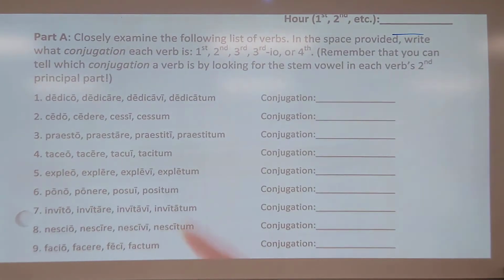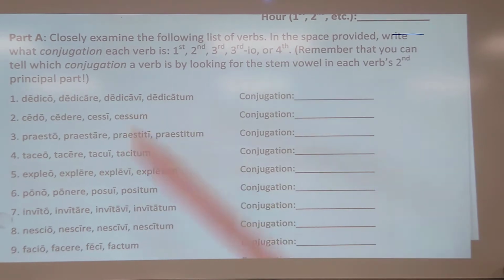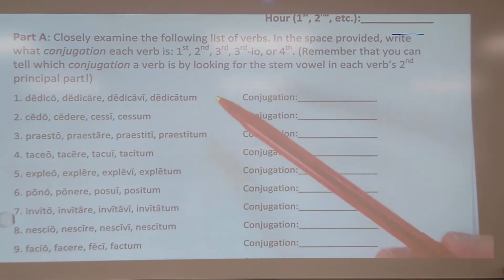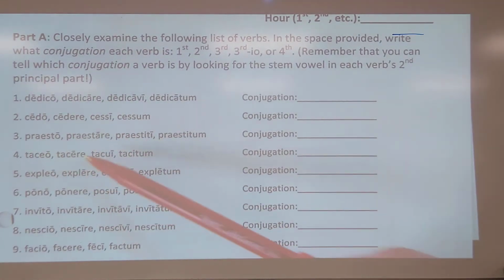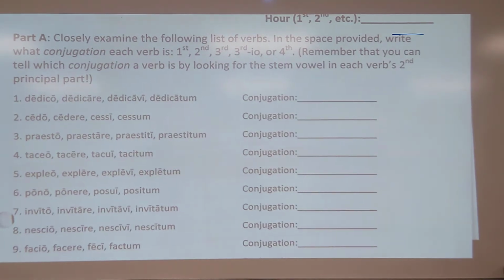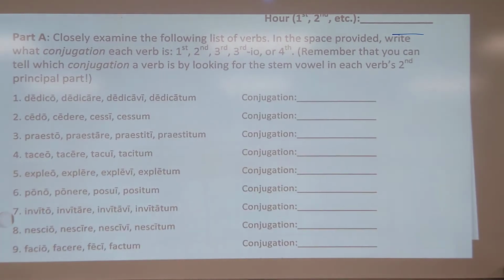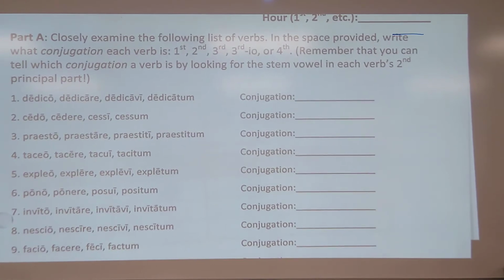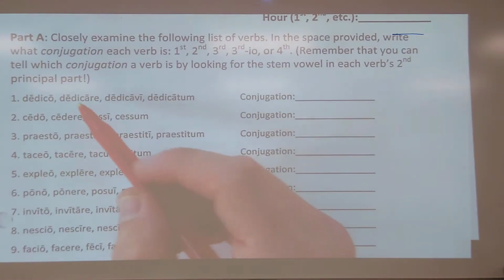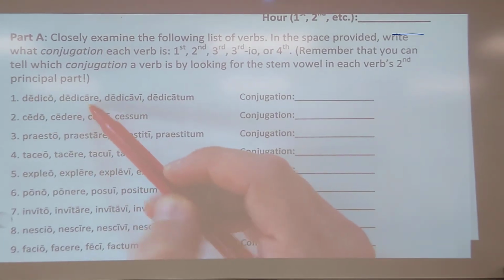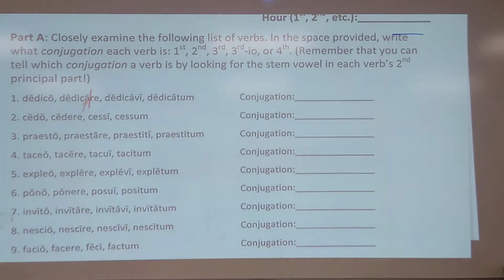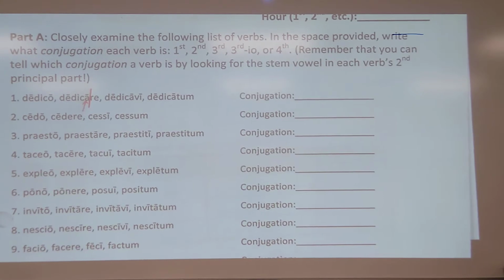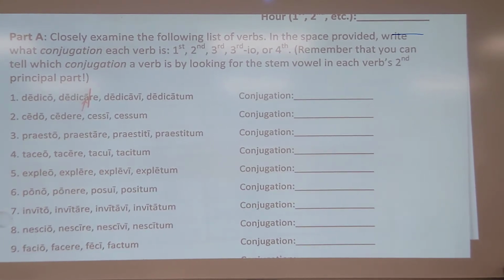So again, all we're doing in part A is identifying the conjugation of these Latin verbs. They're written out with all 4 principal parts. You just have to follow the following steps to figure out what conjugation the verb is. First, you go to the second principal part. You chop off the RE. And then you look at what vowel you were left with once you chop off the RE. There are only 4 options, literally 4 options, and that's it.